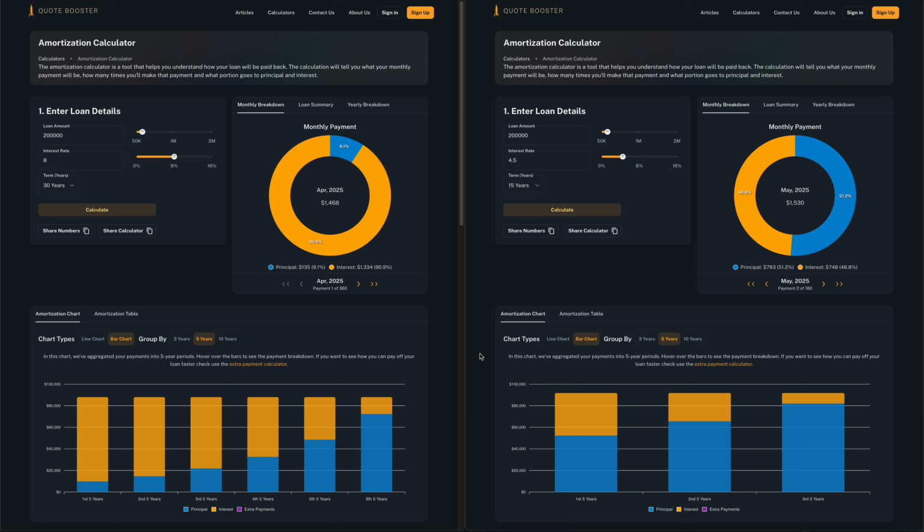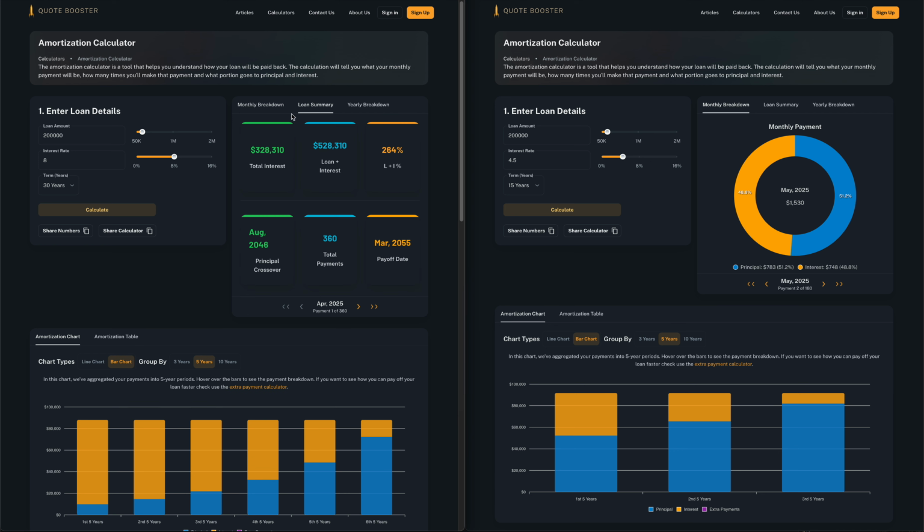But I want to show you the only two ways that you can pay off that loan faster and pay less interest to the bank. There's only two ways that you can do it. The first way is the interest rate. So let's go over to the loan summary tab. The total interest on a $200,000 loan for 30 years at an 8% interest rate, which is a little bit high right now, is $328,000.